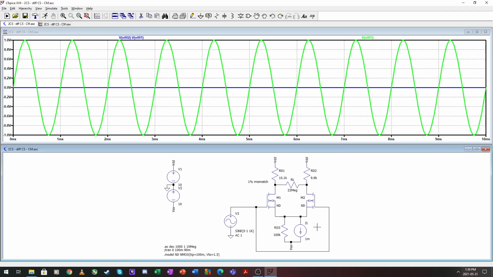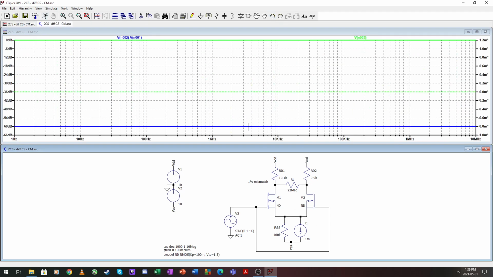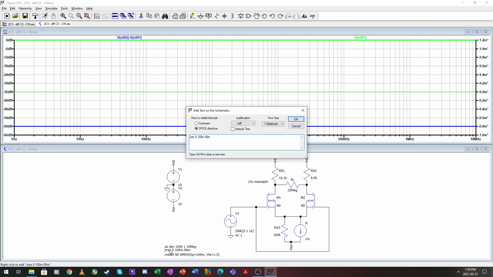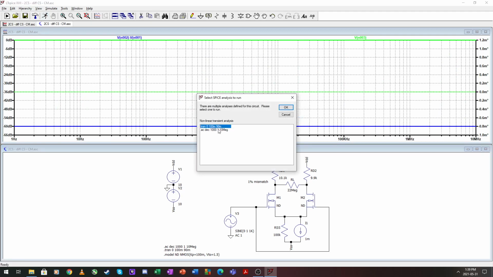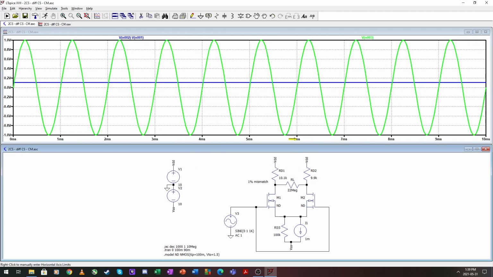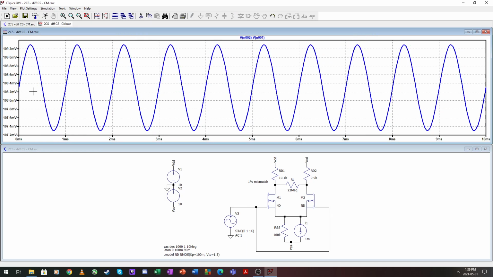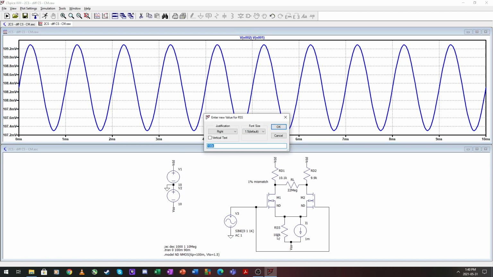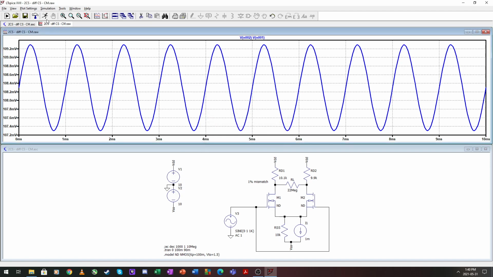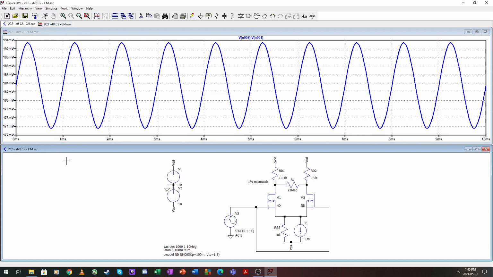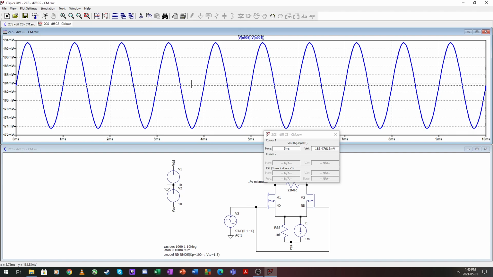And if we run this again, put it back to transient, sorry. If we run this again with a differential or with mismatches, we will see our offset right here, right? Now let's decrease this to say 10k across this. And suddenly our output common mode increases.